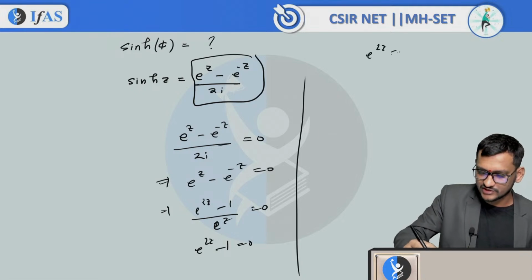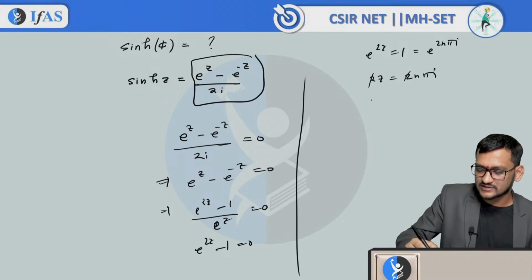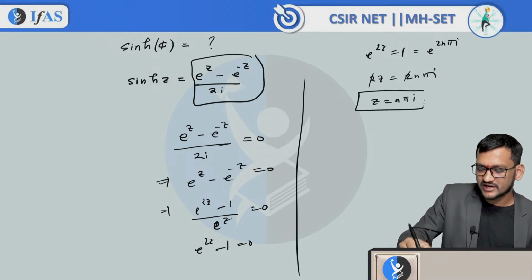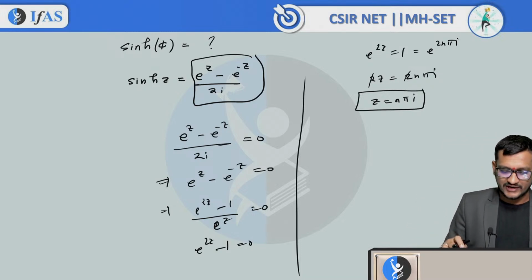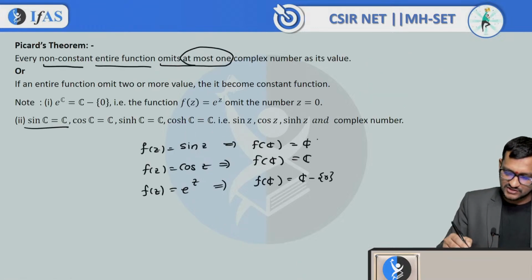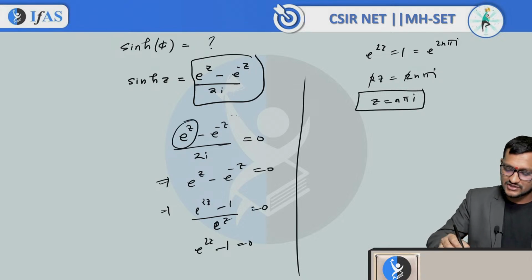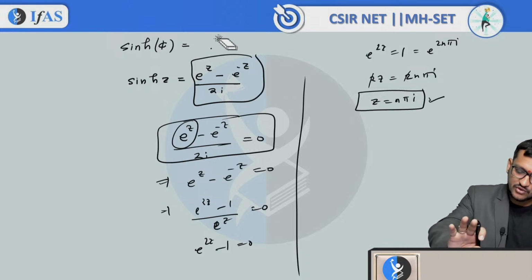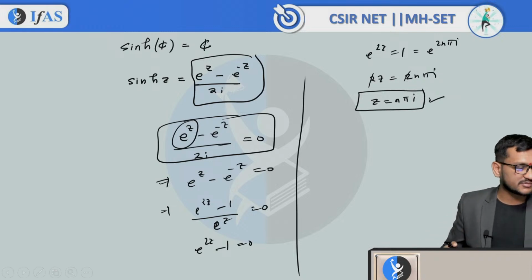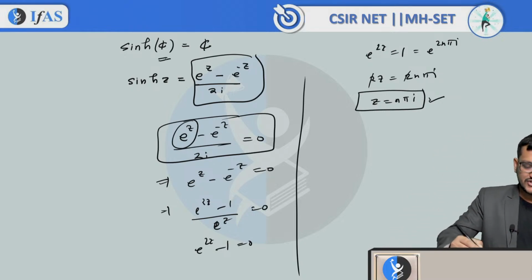This is e to the power 2z equals 1, which is essentially an even multiple of pi i, so 2z has to be 2n pi i. The 2 gets cancelled, so z equals n pi i, an integral multiple of pi i, will give 0. So 0 is also getting achieved here. In the previous case we saw 0 was not getting achieved. e to the power z achieved everything in C except 0, and this combination together achieves 0 at this point. That means sinh z achieves everything in the complex field. There is nothing more to achieve. Everything is captured by the range.